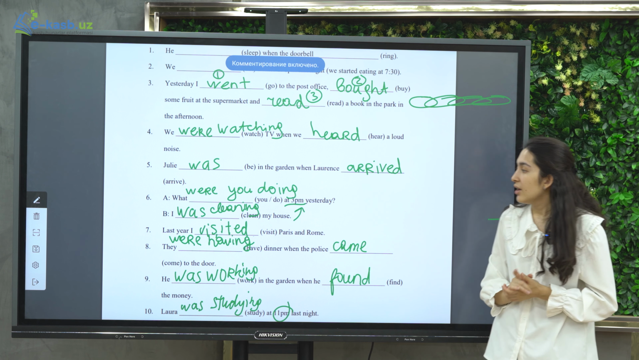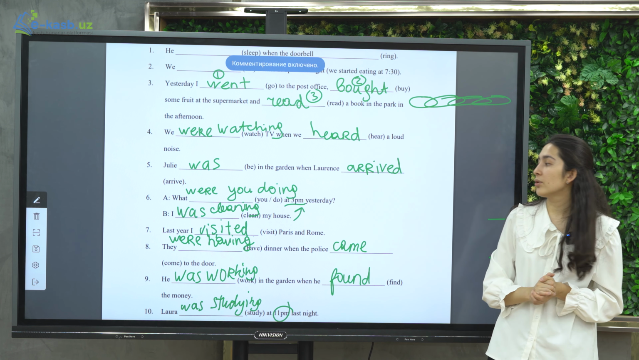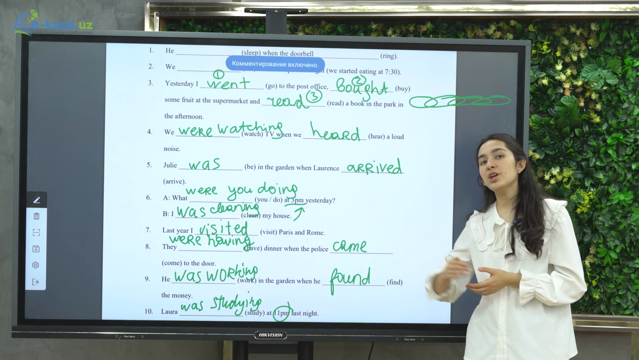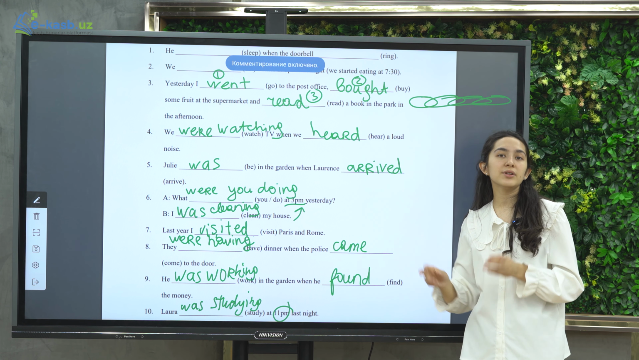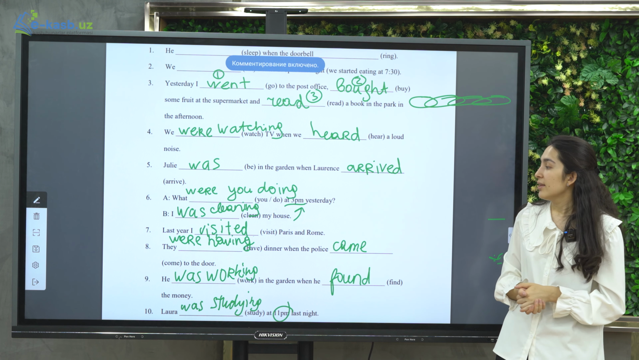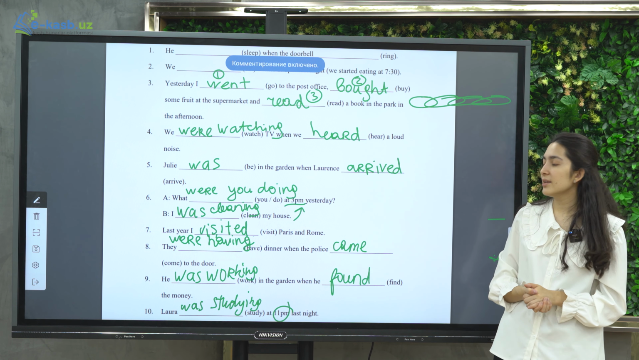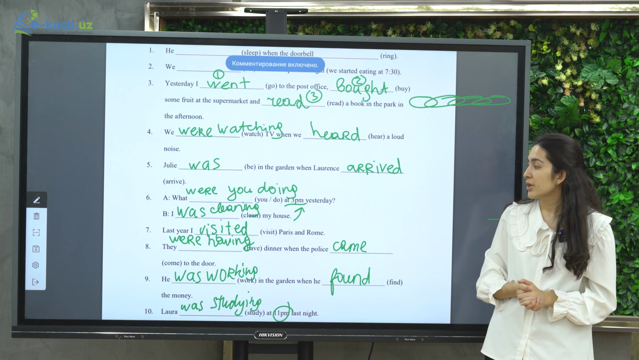Sentence number 8. We were having dinner when the police came to the door. So we were having dinner. Again, long action. Police came to the door. This is quick, short action. Next one, nice. He was walking in the garden when he found the money.